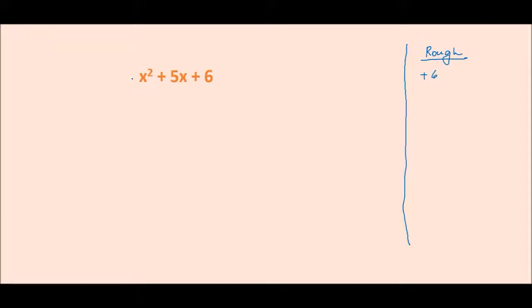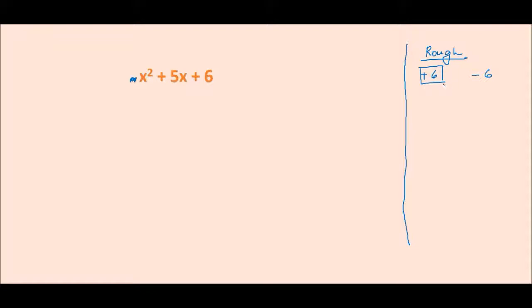If we had minus x square over here, then the coefficient of x square would have been a minus 1, and we would have multiplied this minus 1 with this plus 6 to get a minus 6. But since the coefficient of x squared in this case is a plus 1, we are getting the product as a plus 6, because plus 1 multiplied with plus 6 gives us a plus 6 as the product.